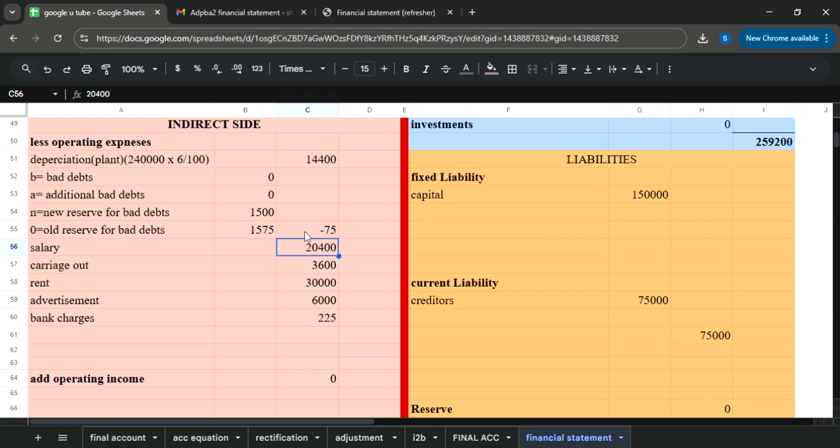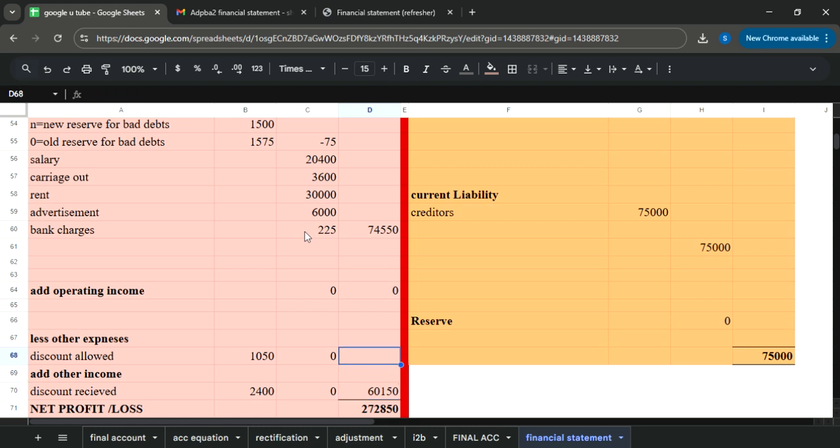In this way, guys, all transactions related to operating expenses are completed. Here we can calculate the sum of all operating expenses present over here. There is no operating income, so you may write 0. After that, we have 1050 as other expense, and we have 2400 as our discount receipt. So let's get back.